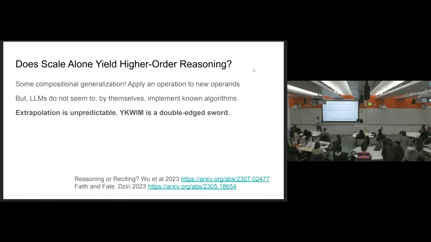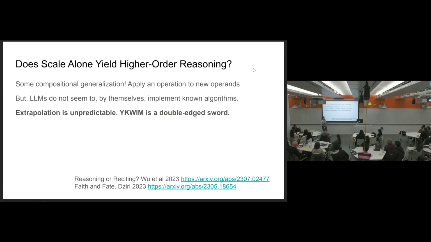So if there is a well-known algorithm for doing something like addition, it is very clear that the large language models that we've trained so far are not using the standard algorithm for doing addition, even though it would be a very efficient way to implement it. Okay, and so what I'll say here is that there may be some aspects of higher order reasoning or compositional generalization that are happening, but ultimately, when we ask the models to extrapolate in this way, the way that they extrapolate is very unpredictable right now.